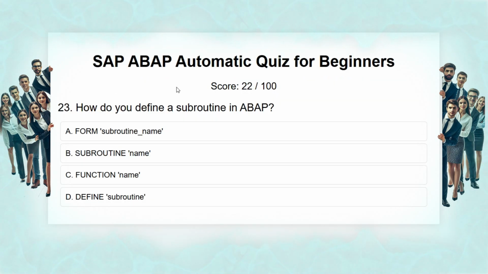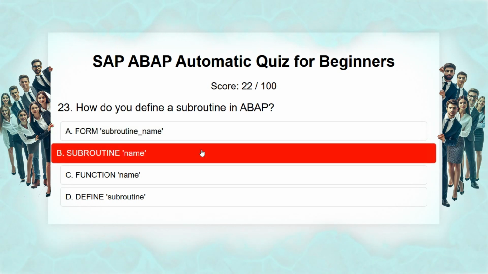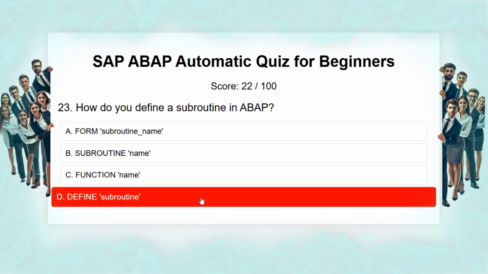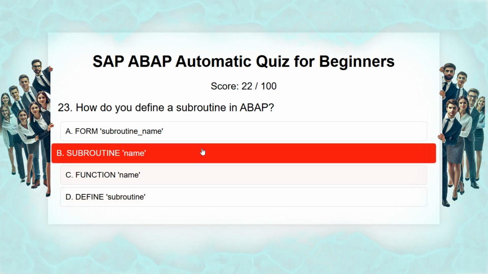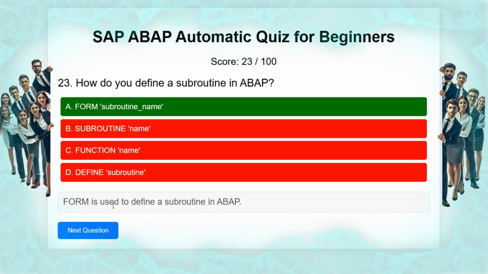23. How do you define a subroutine in ABAP? A. Form subroutine underscore name. B. Subroutine name. C. Function name. D. Define subroutine. Correct answer. Form is used to define a subroutine in ABAP.